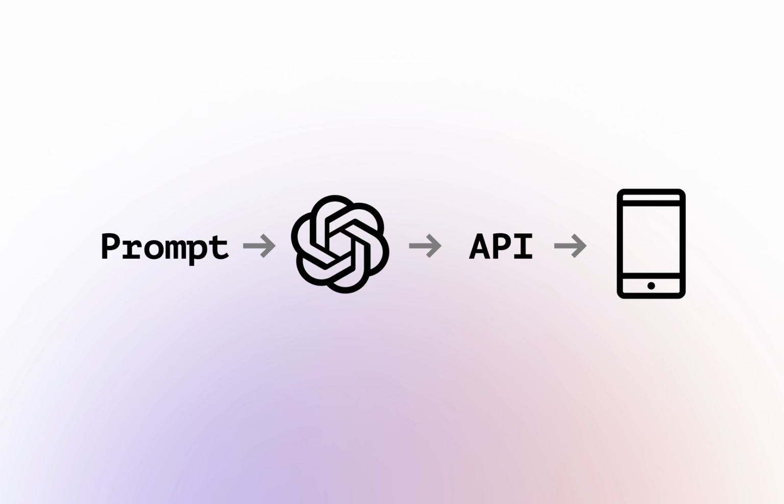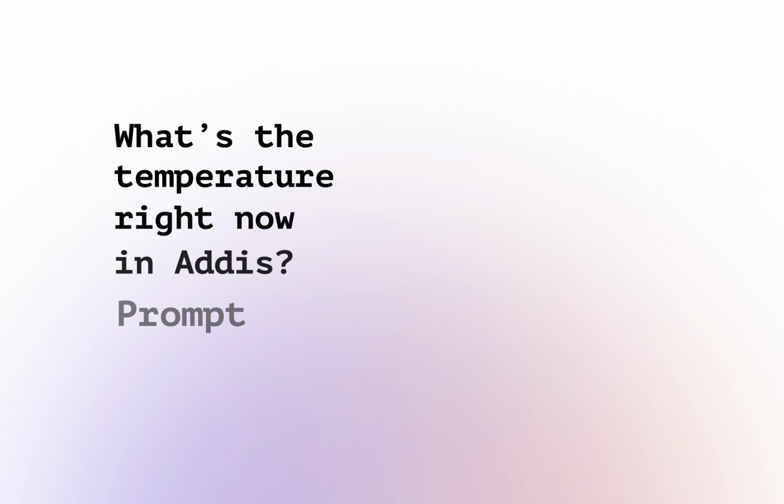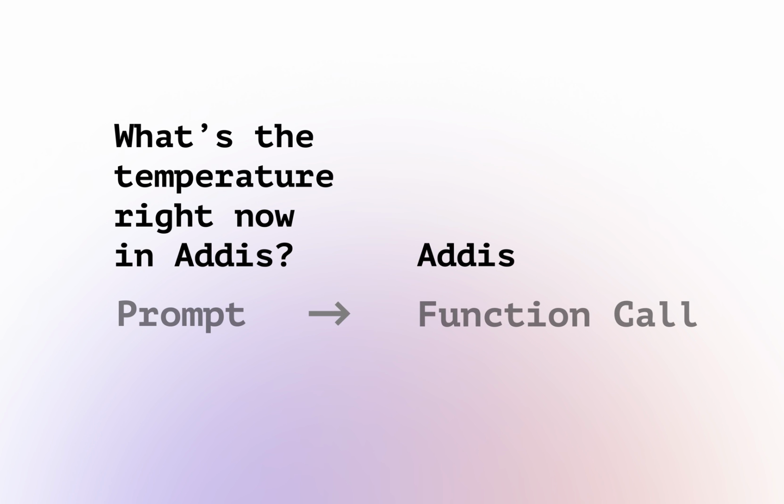Or maybe I don't need the structured data at the end of the program, but somewhere in the middle. Let's say I have an app where the user can ask for the weather in natural language, and then the app uses that location to call an API to get real-time weather data, because, of course, ChatGPT doesn't have access to real-time data. In this example, I need ChatGPT to take the natural language prompt, like "What's the temperature right now in Addis?" and return just the location so I can call the weather API using that location. That's the beauty of function calling.